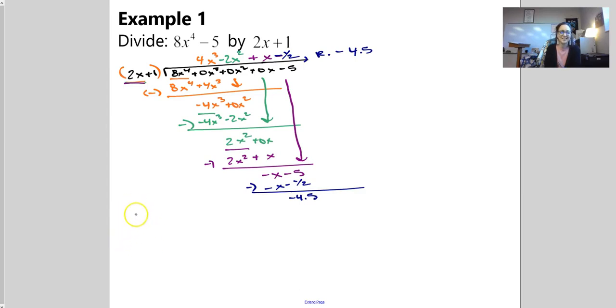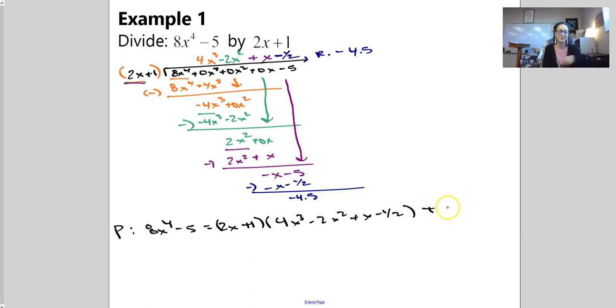So let's go ahead and write, coming back to example 1, in polynomial form. I'm just going to put P for polynomial. Take that original polynomial, so 8x to the 4th minus 5 is equal to your divisor, 2x plus 1, make sure you have parentheses, times your quotient, so 4x cubed minus 2x squared plus x minus a half, plus your remainder. And since our remainder was negative, I'm going to go ahead and put a minus there. So minus 4.5, okay? That's how to rewrite this polynomial.